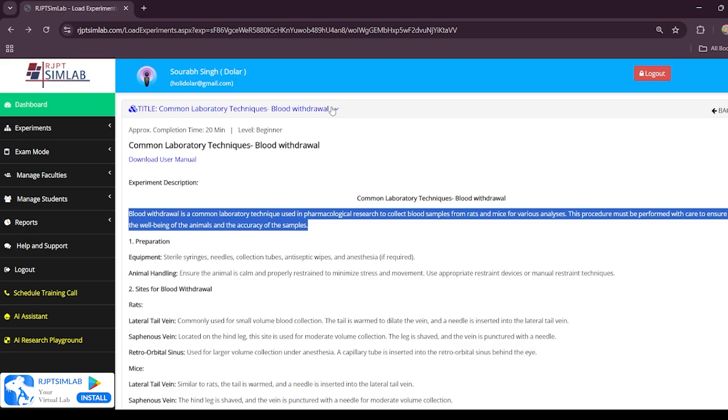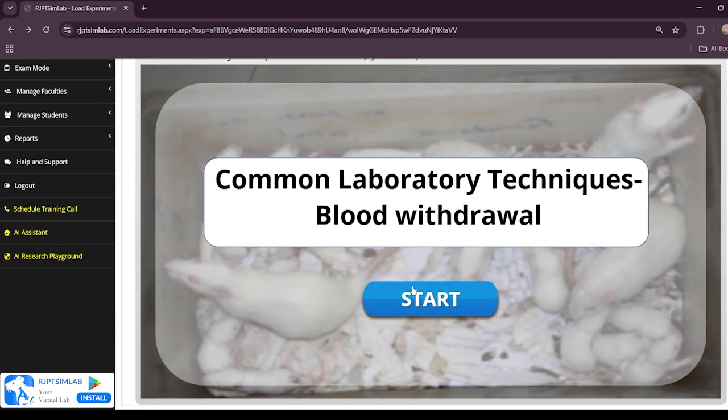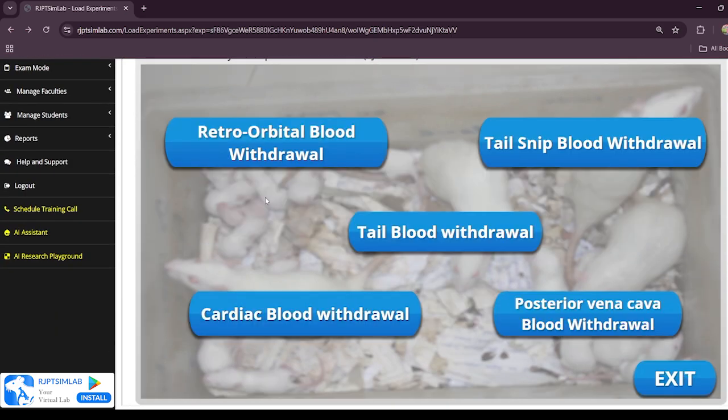Now, let's begin with the video. Here we can see we have five different techniques for blood withdrawal. At first, we have the retroorbital blood withdrawal technique. Second, tail snip blood withdrawal technique. Third, tail blood withdrawal technique. Fourth, cardiac blood withdrawal technique. And fifth, posterior vena cava blood withdrawal technique.